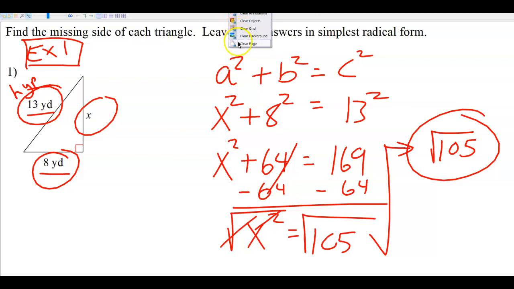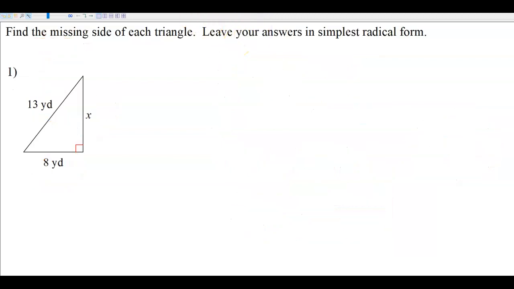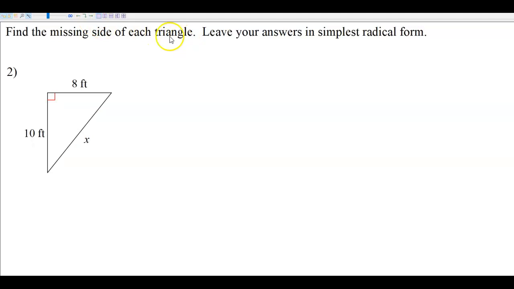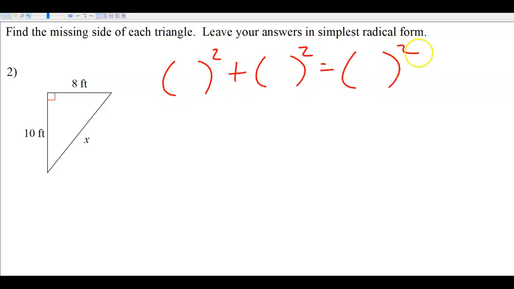All right, so that's one example. Let's take a look at another one. I'm still calling this example 1; the last one would be part A and this will be part B. Let's do another one here. So how would we do our setup? We're going to have a squared plus b squared equals c squared. So what goes where? I would encourage you to think a moment about where I'm going to put these numbers.